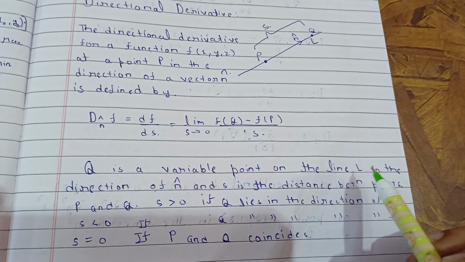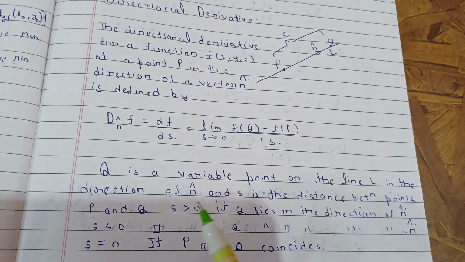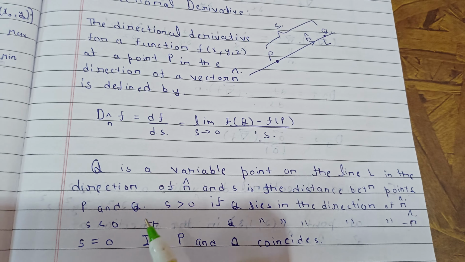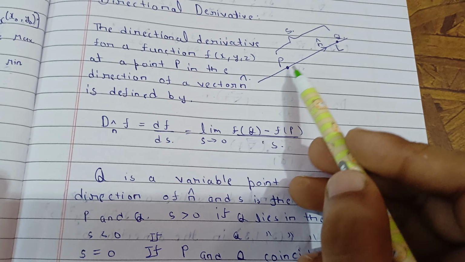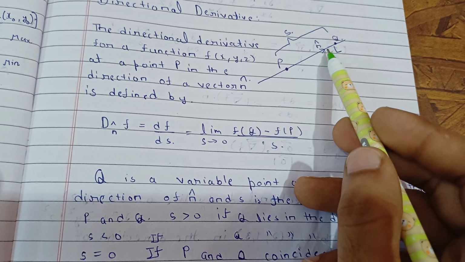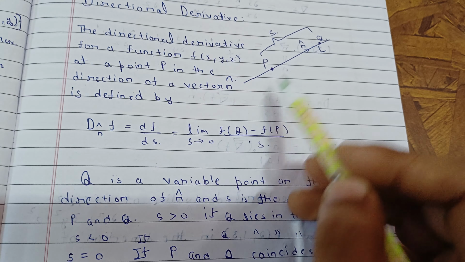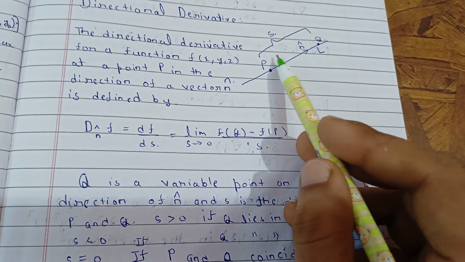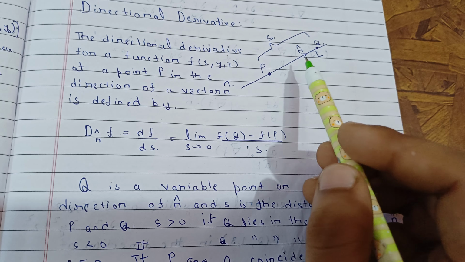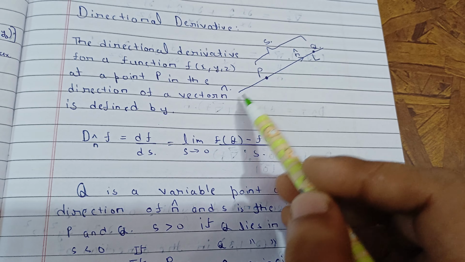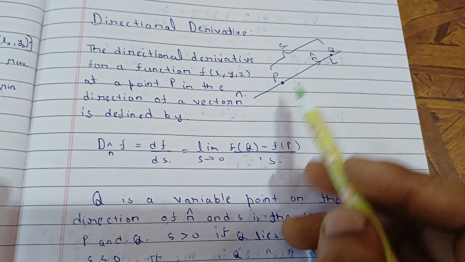Q is a variable point on the line L, so Q can be anywhere. We will take a very small distance, so it will be somewhere here on the line L in the direction of n cap, and s is the distance between points P and Q. If s is greater than 0, then Q is lying in the direction of n cap. If s is less than 0, then Q is lying in the negative direction of n cap. And if s equals 0, then Q is lying on the point P. That's how we define the line, because in a line the things go in a single unit direction. So remember these points. Now let's see how to find the directional derivative.